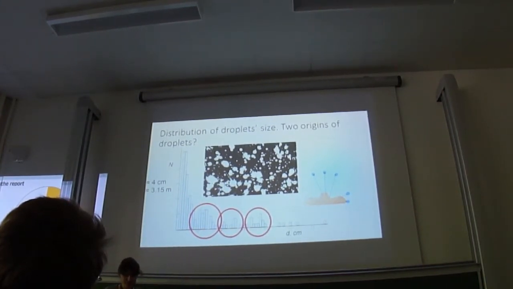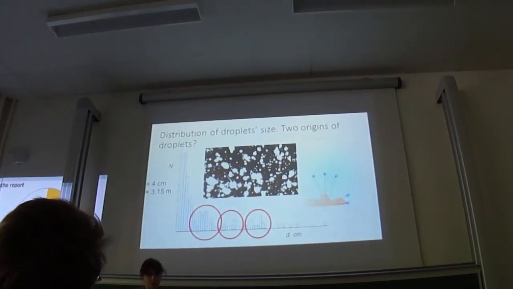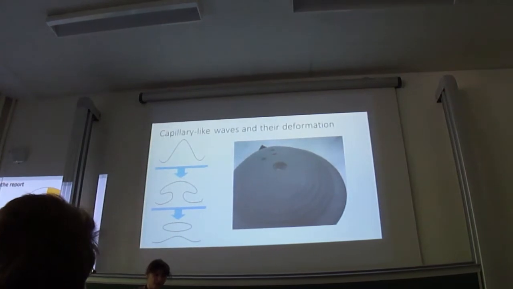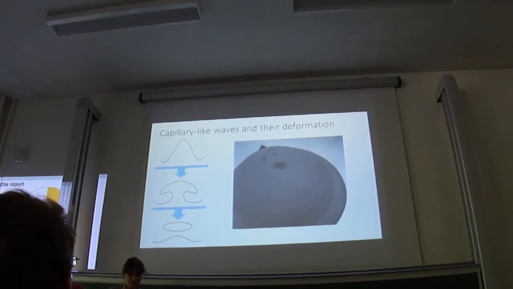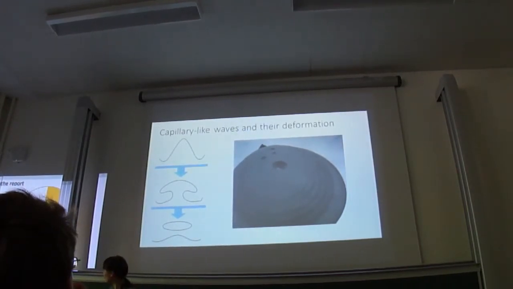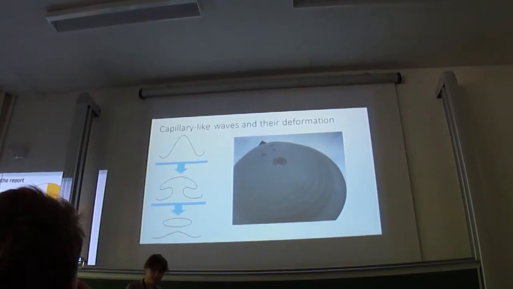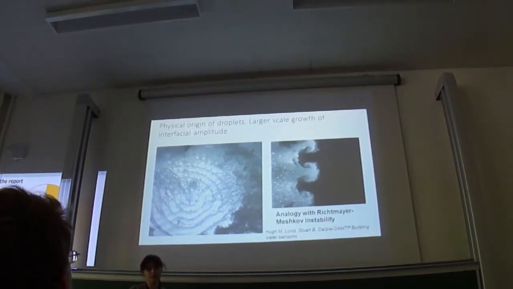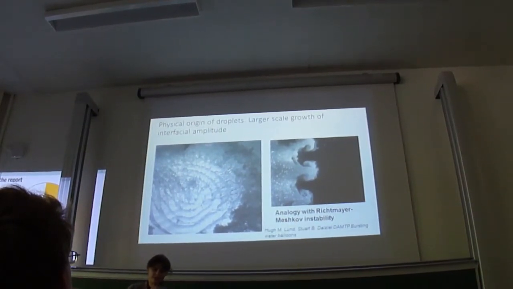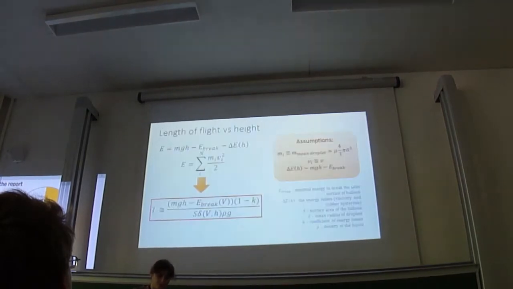This took us to the idea that there can be another origin of droplets for the balloon hitting the ground. We can see that there are capillary-like waves on the balloon when it hits, and those capillary-like waves deform and transform into droplets. We can use the literature, the article of Hyman Lund, and we can see here those estimations.